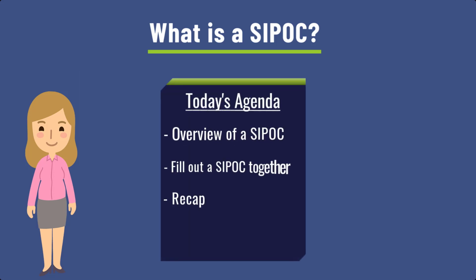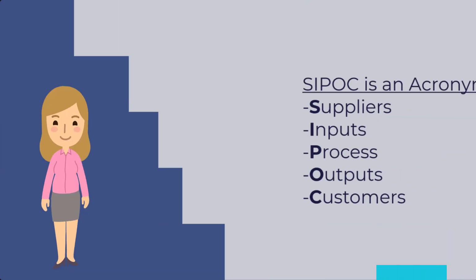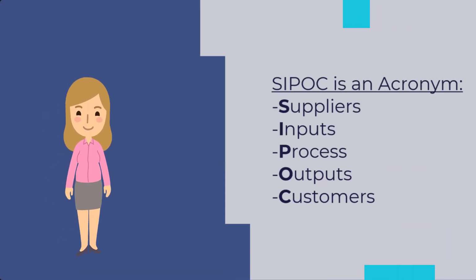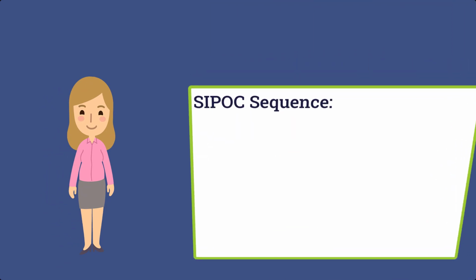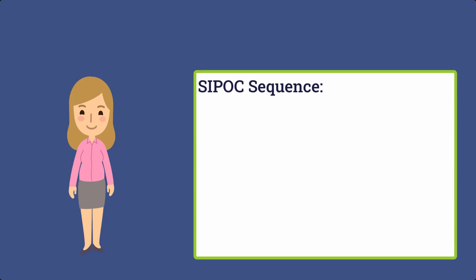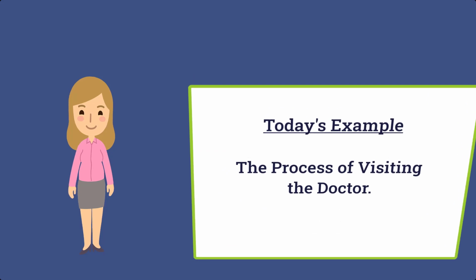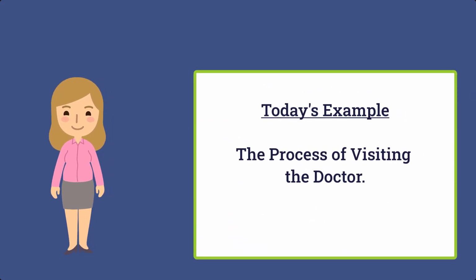Today we'll look at a brief overview of the SIPOC itself, then we'll fill one out together, and end the session with a recap. SIPOC is an acronym. It stands for Suppliers, Inputs, Process, Outputs, and Customers. We don't fill out a SIPOC in the traditional way from left to right. Instead, we start with P, the process, then move to O, outputs, then customers, then we go back to the left, fill out inputs, and finally suppliers. The process we will examine with the SIPOC today will be visiting the doctor.